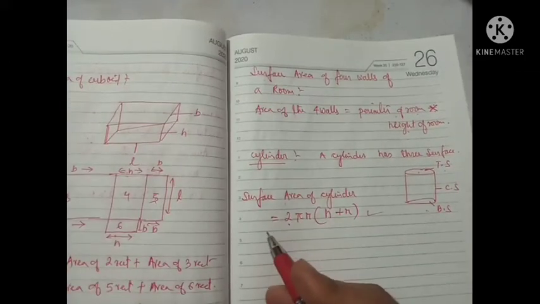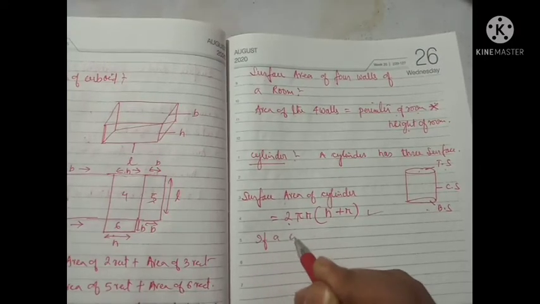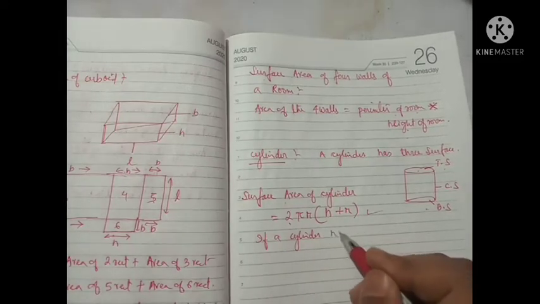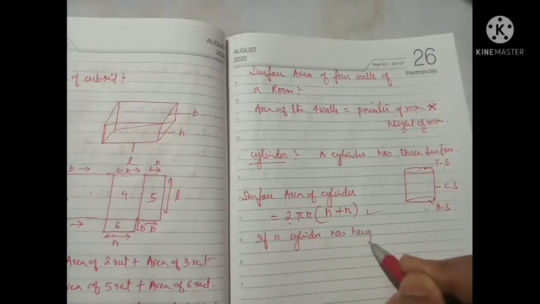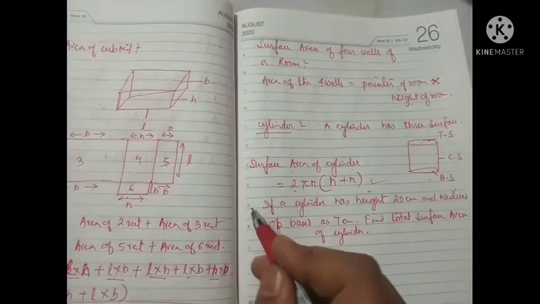Here again, for example, if a cylinder has a height of... now this is a small example. This is one easy example.